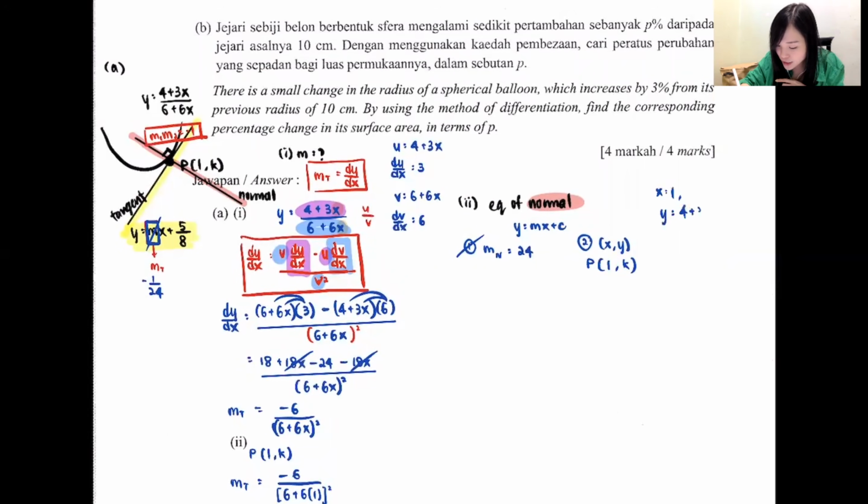I sub the 1 into my curve equation to find out my y value. So 4 plus 3 is 7. The bottom will be 12. Okay, my k will be 7 over 12. Yeah, I got it, my dear.